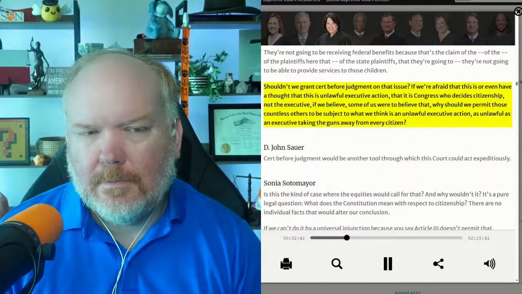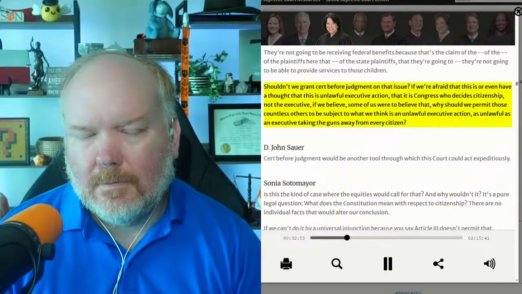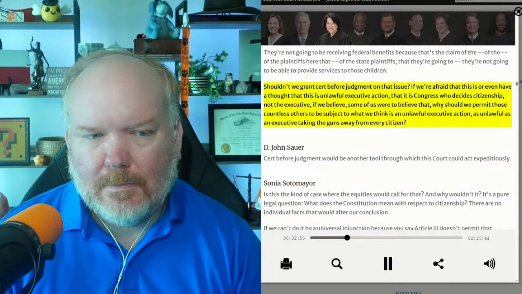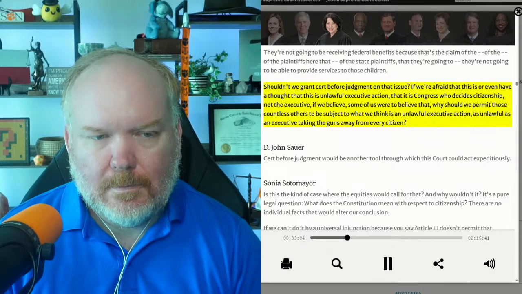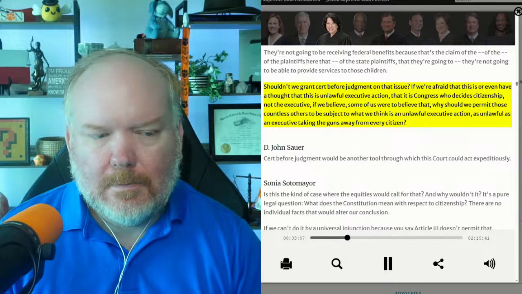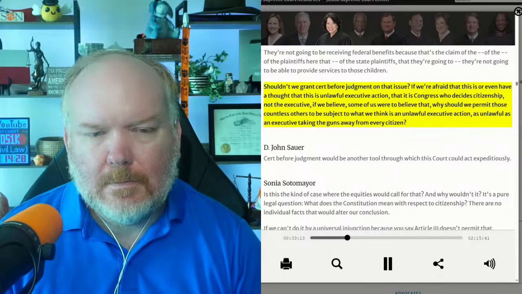If we're afraid that this is, or even have a thought that this is unlawful executive action, that it is Congress who decides citizenship, not the executive, if some of us were to believe that, why should we permit those countless others to be subject to what we think is an unlawful executive action? As unlawful as an executive taking the guns away from every citizen.